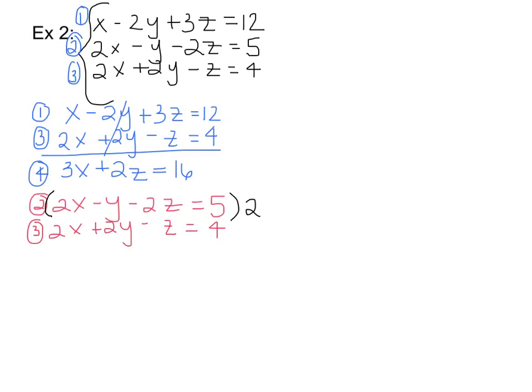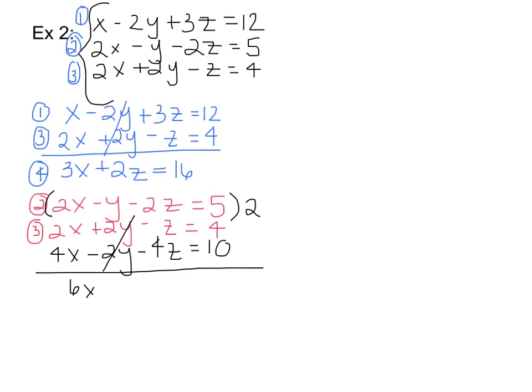So 2 times 2x gives me 4x. 2 times -y gives me -2y. 2 times negative 2z gives me negative 4z. And 2 times 5 gives me 10. And I'm going to go ahead and combine those right now. So 2x plus 4x gives me 6x. The y's cancel out. Negative z minus 4z gives me negative 5z. And 4 plus 10 gives me 14. And this is now my equation 5.